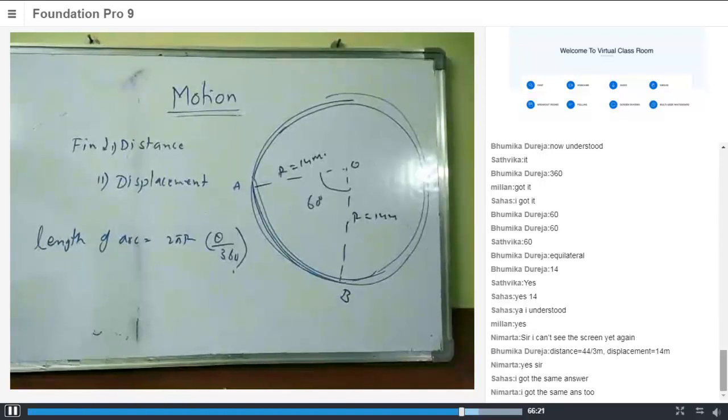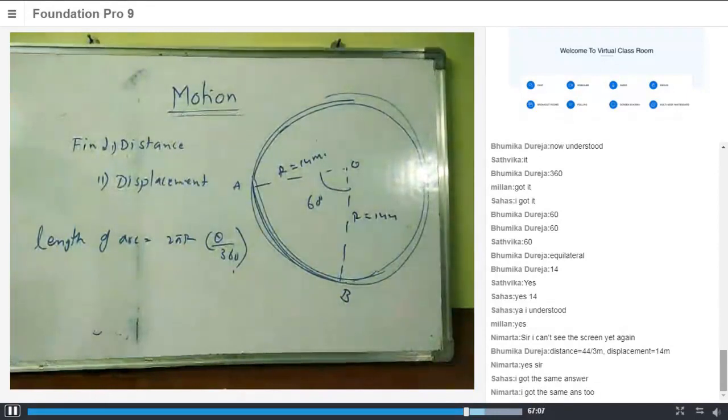Fine. Now let's see the things that we have understood today. First thing is we tried to define what is distance. We define distance to be the length of path covered by an object. Then we define displacement. Displacement is the separation between the initial and final point. We saw that displacement is a quantity which has direction, and it is always directed from initial point to final point.